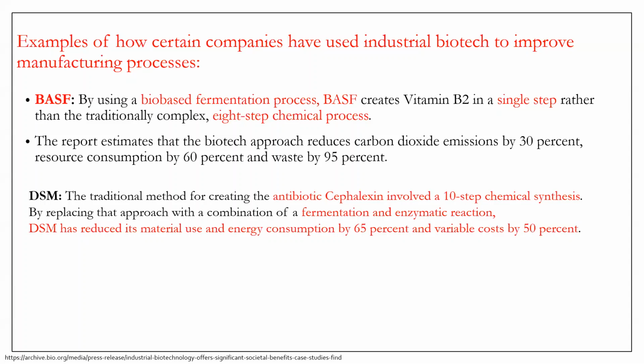Okay, so what they are doing is using this combination where first they go for the fermentation and then they use enzymatic reactions to develop the cephaloxine. If you compare in terms of the energy intensiveness which the chemical processes use and the raw materials which they use to produce this cephaloxine, the cost is reduced by 65%. At the same time, energy consumption has been reduced by 50%.